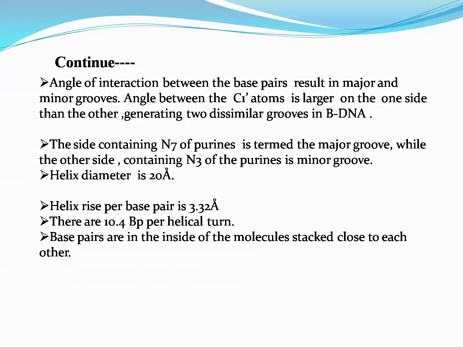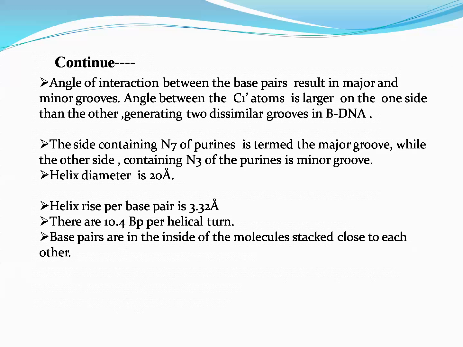Regarding the angle of interaction, the major groove and minor groove form in the DNA. The angle of interaction between the base pairs results in the major and minor grooves. The angle between the C1' atoms is larger on one side than the other, denoting two dissimilar grooves in the DNA. So major and minor groove formation depends on the angle of interaction. The side containing N7 of the purines is termed the major groove, while the other side containing N3 of the purines is the minor groove.